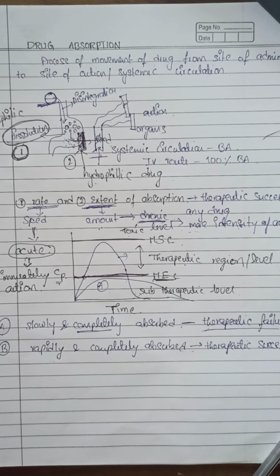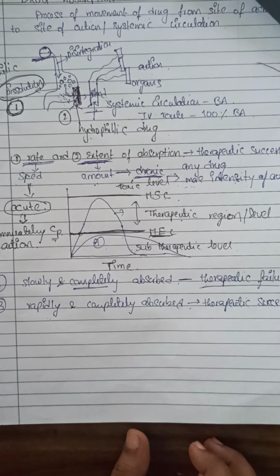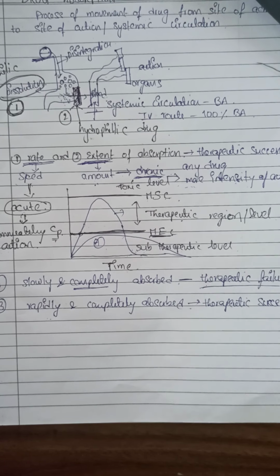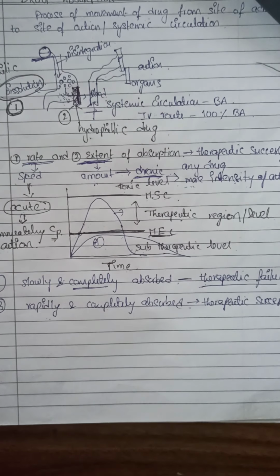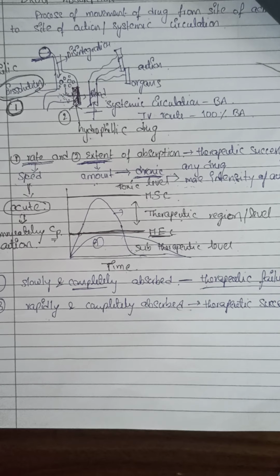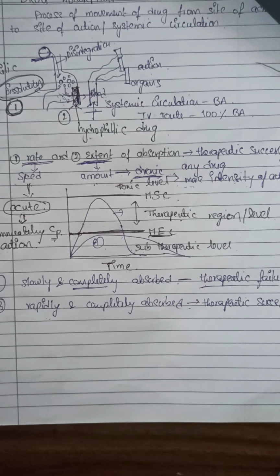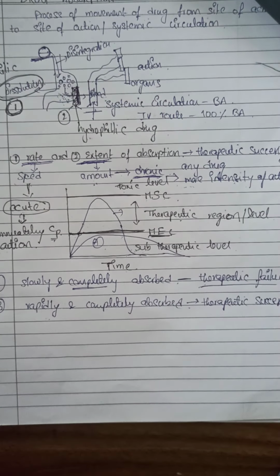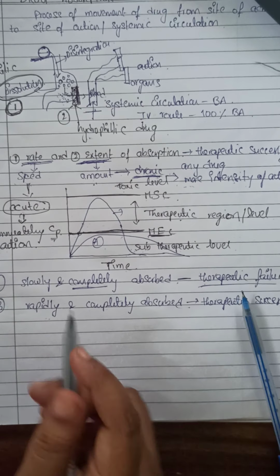And the next thing: for any drug to be absorbed it must cross the biological membrane. Most drugs are administered by the oral route, hence they have to cross the GI membrane, that is, gastrointestinal absorption. So we have to focus more on the gastrointestinal absorption of the drug.